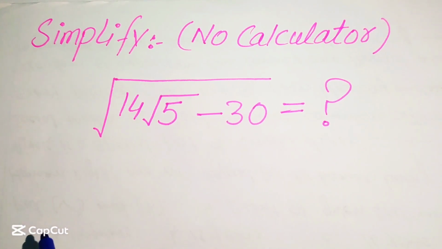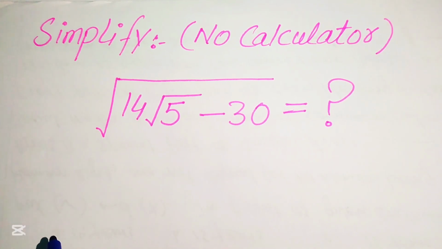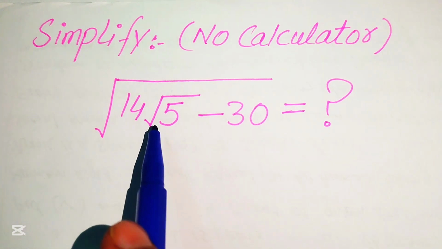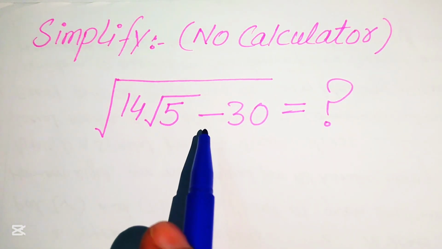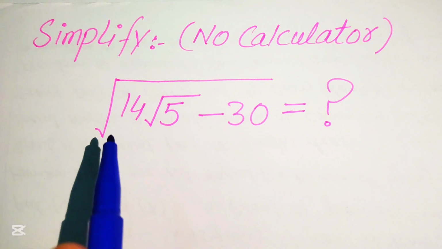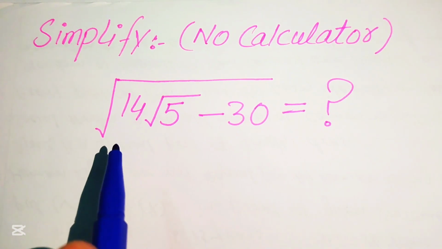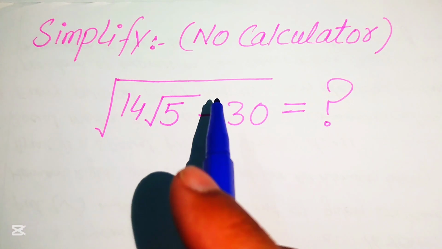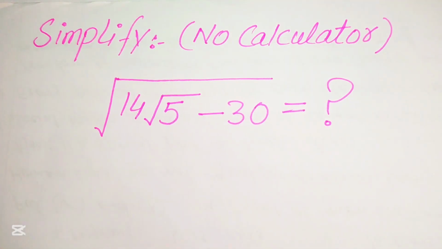Hello everyone, how to simplify this nice algebraic expression. If we have the square root of 14 times the square root of 5 minus 30, we write this algebraic expression in simplified form. But remember one thing: a calculator is not allowed in this problem. So we will solve this without using the calculator.